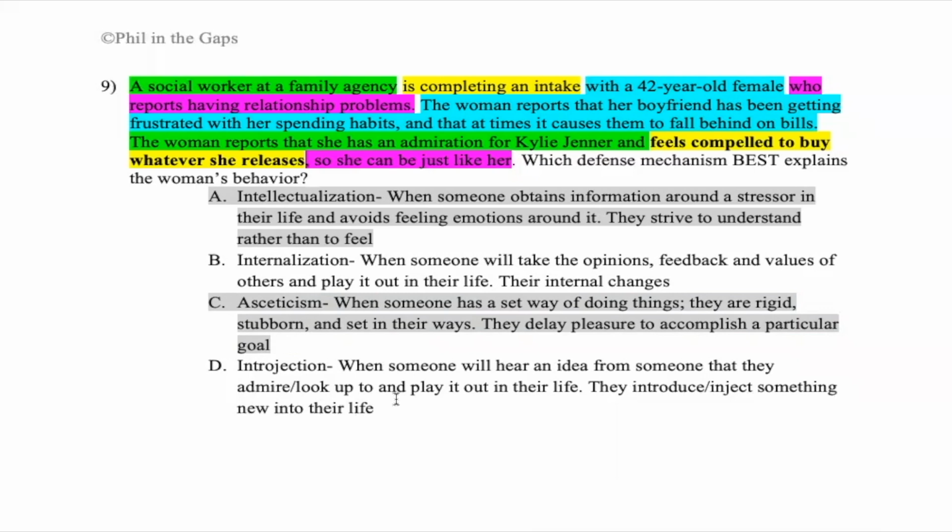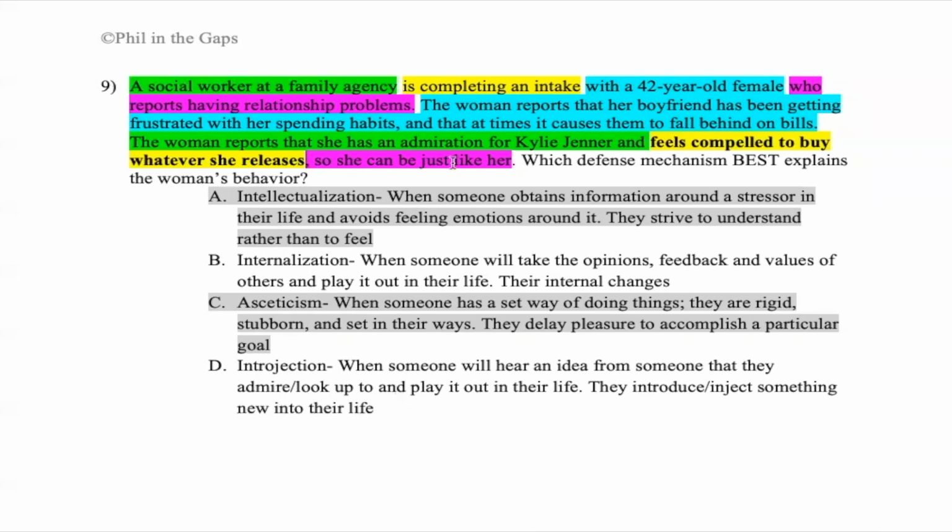So now we're in between B, internalization, where somebody's opinions, feedback, and values of somebody that they've been told early on in their life is being played out, or is this person introducing something into their life or continuously injecting a concept into their life to reinforce it over time? Let's look back at the question to make sure we're not making a mistake.